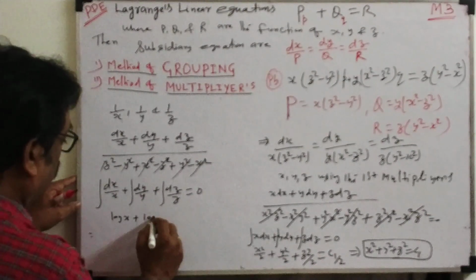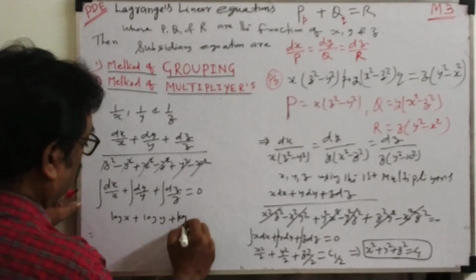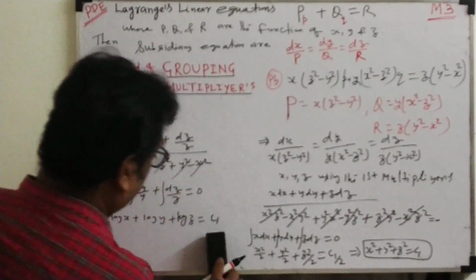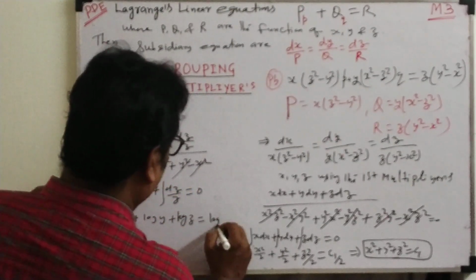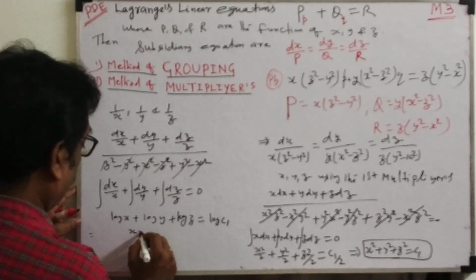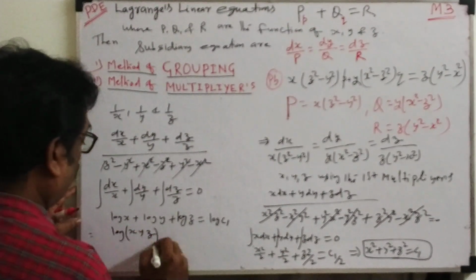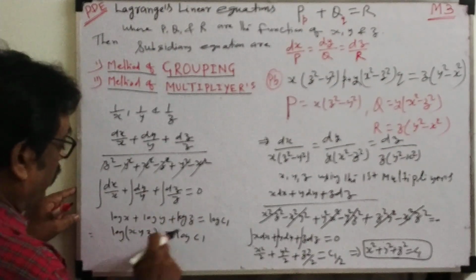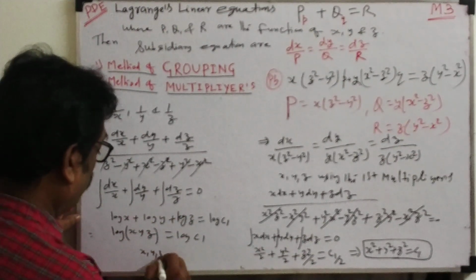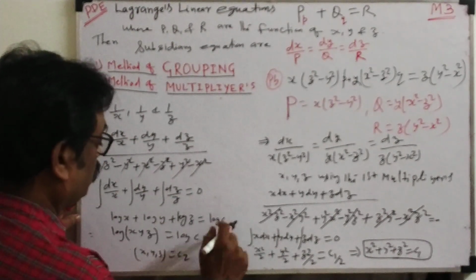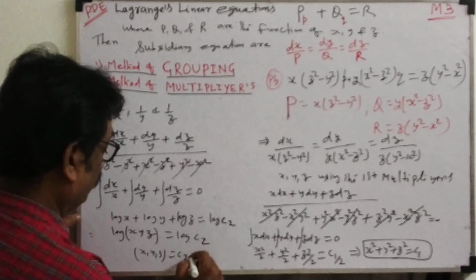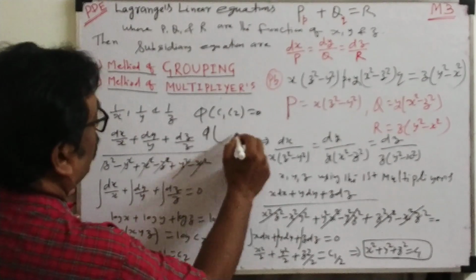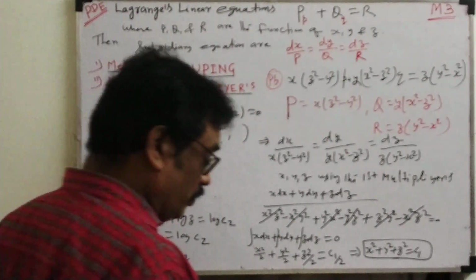log x plus log y plus log z is equal to log c2, because a log is there now, so the constant we can assume as log c2. So log xyz equals log c2, because log x plus log y plus log z you can write as log xyz. So xyz is equal to c2. c1 is already written there, so another constant we have to write, c2. So what is the solution? Phi(c1, c2) equals 0. Then these two terms you write inside phi, this will be the answer for that.